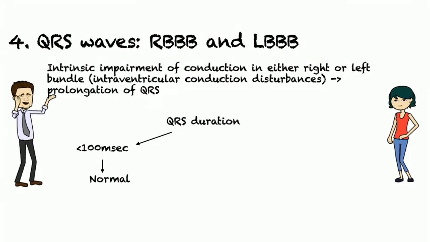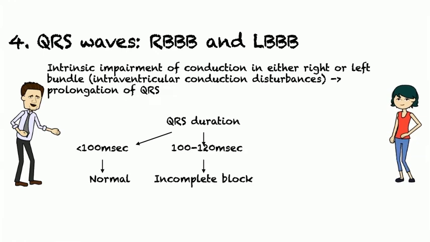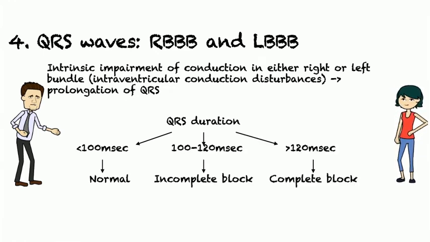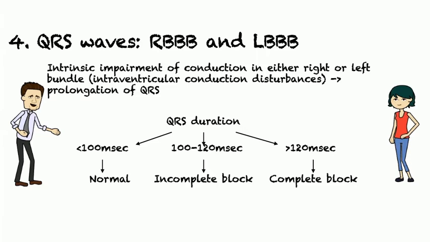Intrinsic impairment of conduction in either right or left bundle, also known as intraventricular conduction disturbances, leads to prolongation of the QRS duration. While the normal duration of the QRS is less than 100 milliseconds, QRS duration of 100 to 120 milliseconds is called incomplete heart block, and QRS duration of greater than 120 milliseconds is called complete heart block.